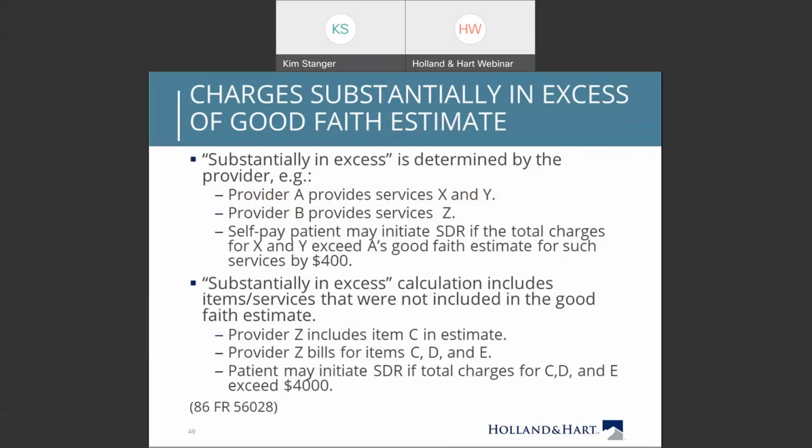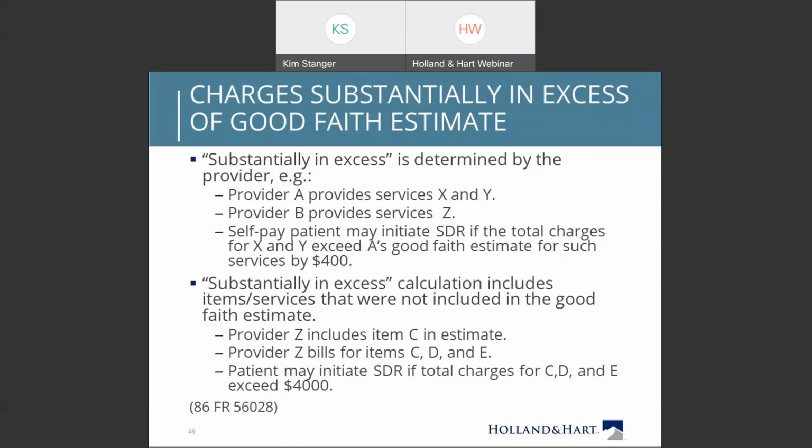That is calculated based on the provider. So let's say you have a good faith estimate. That good faith estimate includes services that were rendered by provider A and provider B. On the good faith estimate, provider A provides services X and Y, provider B provides services Z. The self-pay patient may initiate the SDR if the total charges for services X and Y exceeds A's good faith estimate for such services by $400.